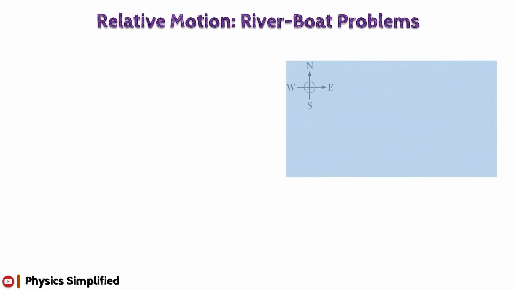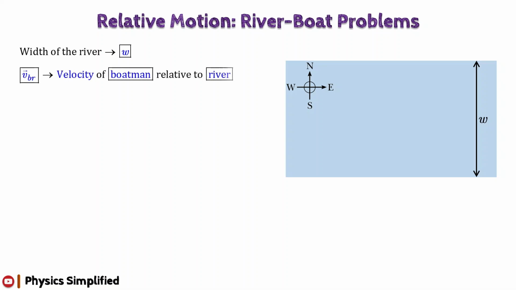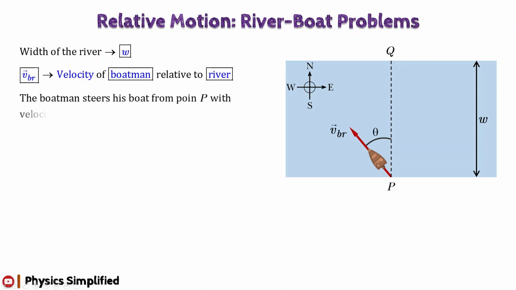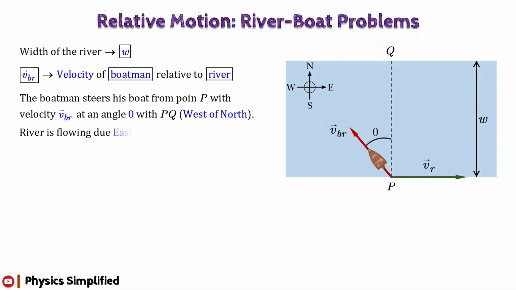We consider a river of width W, across which a boatman wants to steer his boat. Let vector v suffix br represent the velocity of the boatman relative to the river current. The boatman starts from point P on one bank of the river with velocity vector v suffix br at an angle theta from the line PQ as shown in the figure. According to the figure, the direction is west of north. Let us consider the river is flowing due east with velocity given by vector v suffix r.